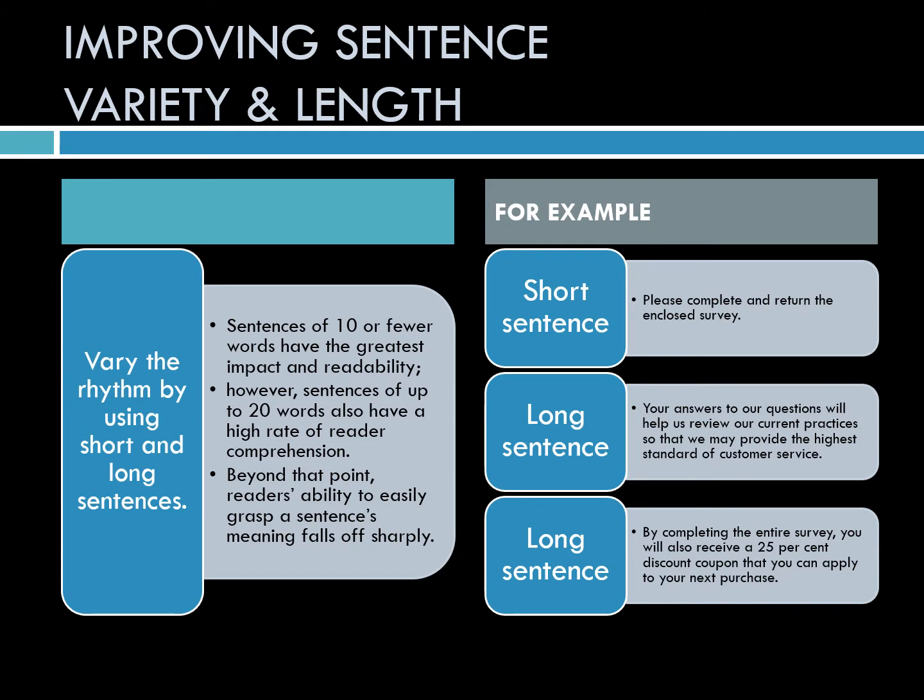And then they go on to discuss improving sentence variety and length. They give you kind of an idea of how to vary rhythm with short and long sentences. Sentences of 10 or fewer words have the greatest impact and readability. So short, concise sentences. Sentences of up to 20 words still have a high rate of reader comprehension. And they're indicating that if you have a sentence with over 20 words, your reader just is not going to grasp it, or his attention is going to fade away. And then they have provided examples of a short sentence and two long sentences.